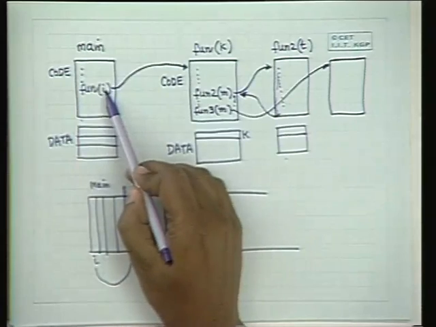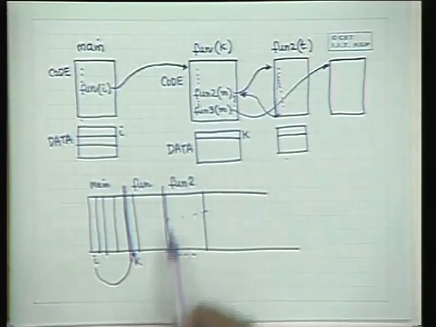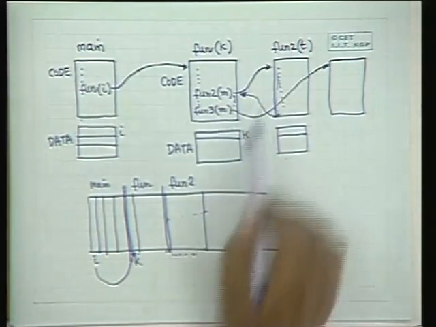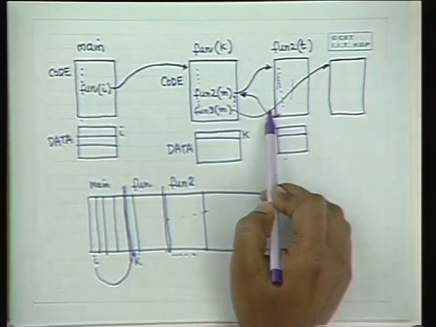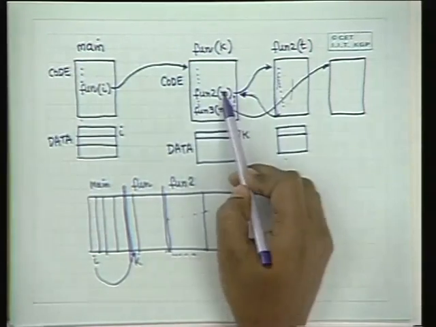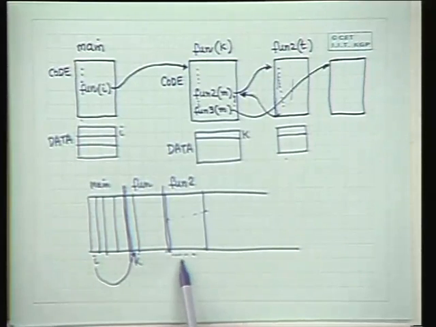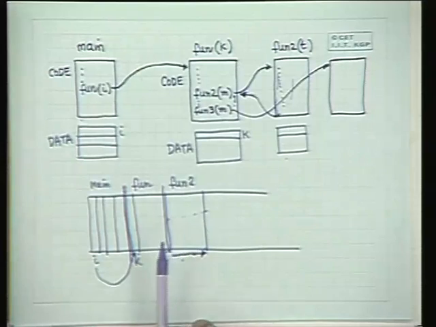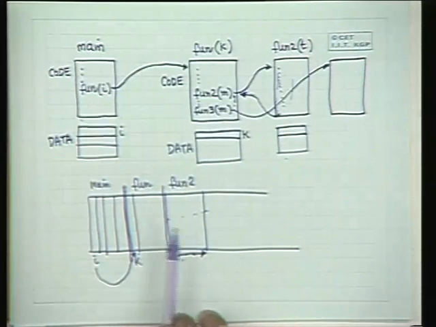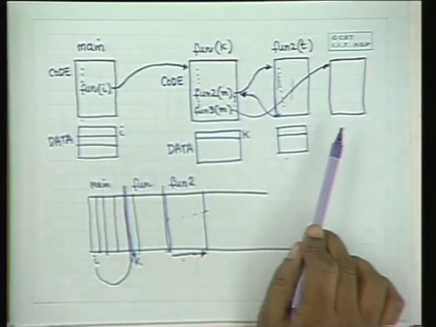So it works like this: when this is called, a data segment is put here. When this calls another one, the data segment of this is put beyond it. Suppose this completes execution and goes back, then this data segment gets popped off, and then if this calls this one, again a data segment for fun3 starts from here. So this is a schematic which is very useful in understanding exactly how a sequence of calls works.